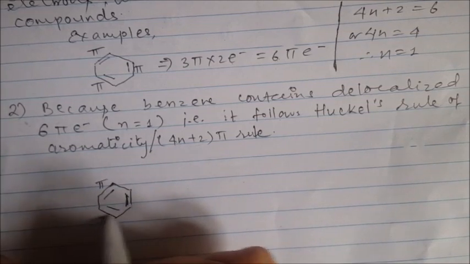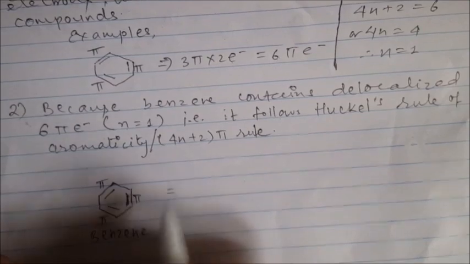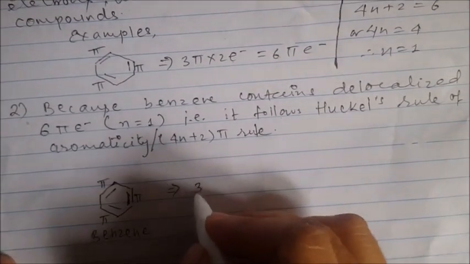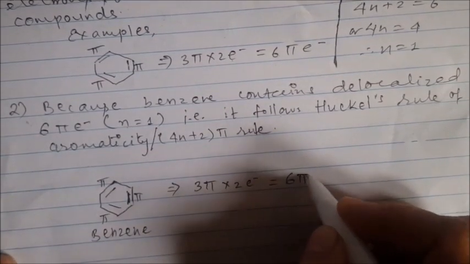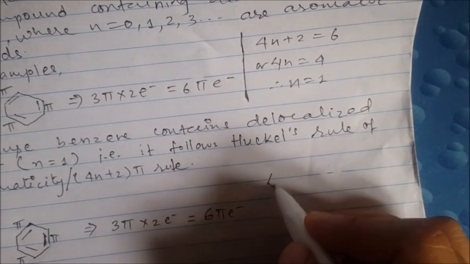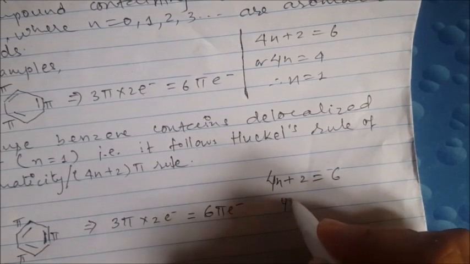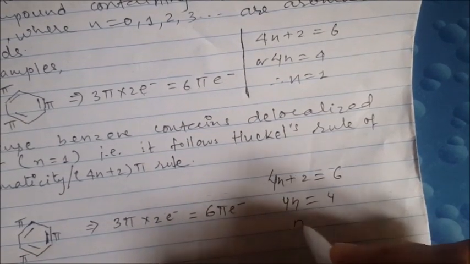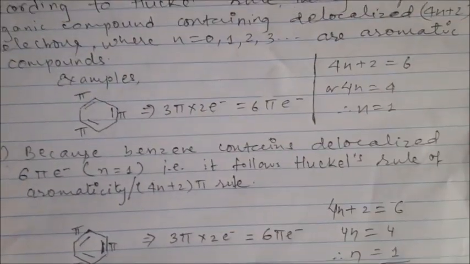So 3 pi bonds, this is the benzene ring, and this means 3 pi into 2 electrons equal to 6 pi electrons. Now show the calculations according to Huckel's formula. 4n plus 2 equal to 6, 4n equal to 4, therefore n equal to 1, hence proved. So this is the answer to question number 2.